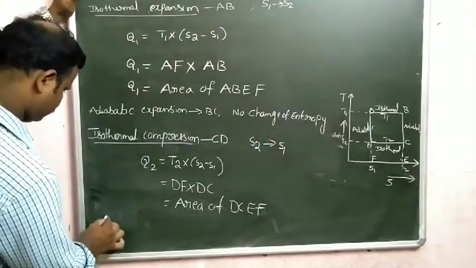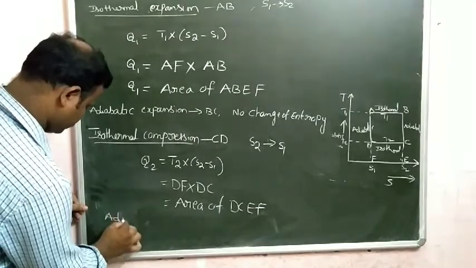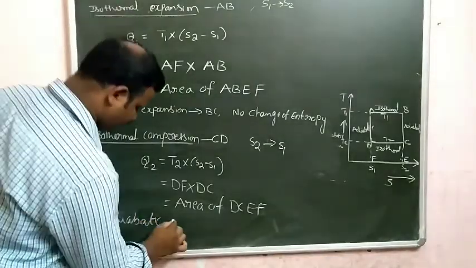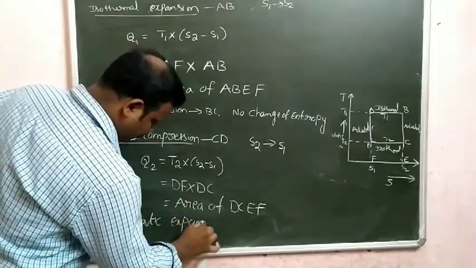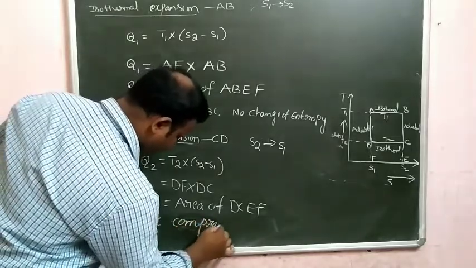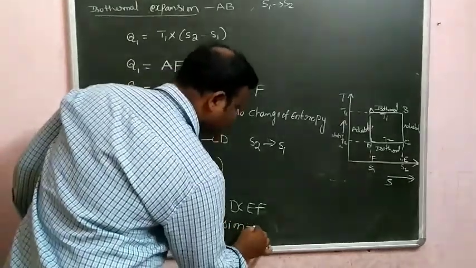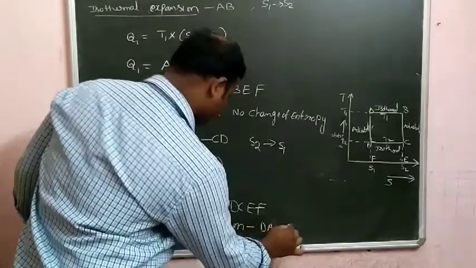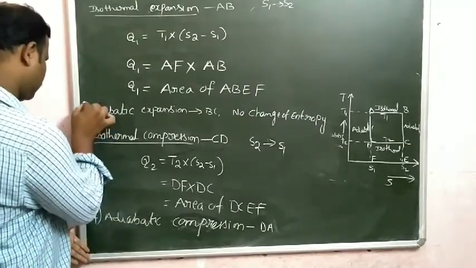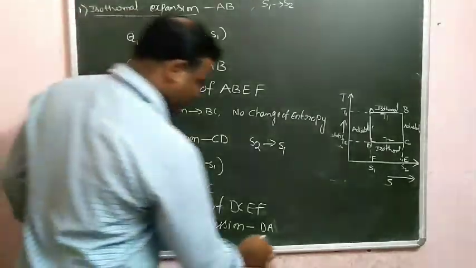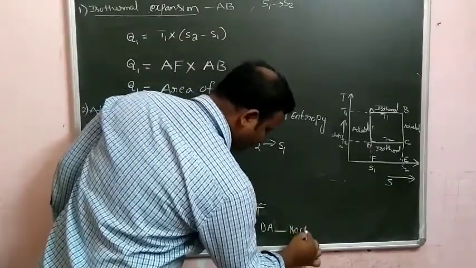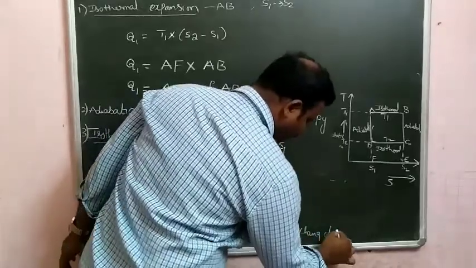Fourth one, adiabatic compression along a straight line DA. This is the 4th, this is 3, this is 2, this is 1. Here also, no change of entropy.